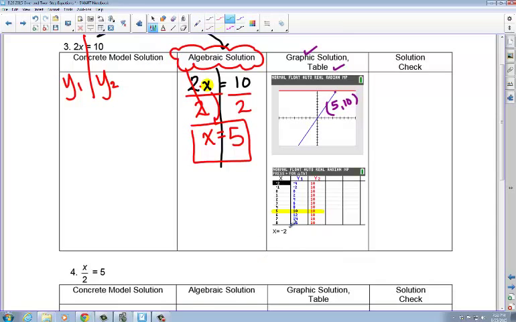Please remember that this is not your answer, or not always, because I had -2 highlighted. That's the only reason that -2 is right there, not because it's your answer. Okay. I do know that 5 is my answer because I highlighted where y1 and y2 are equal, which is 10.